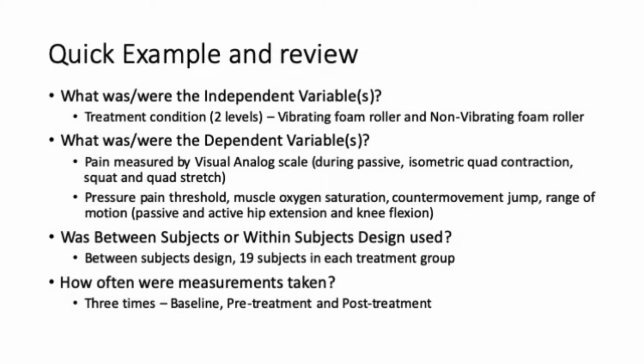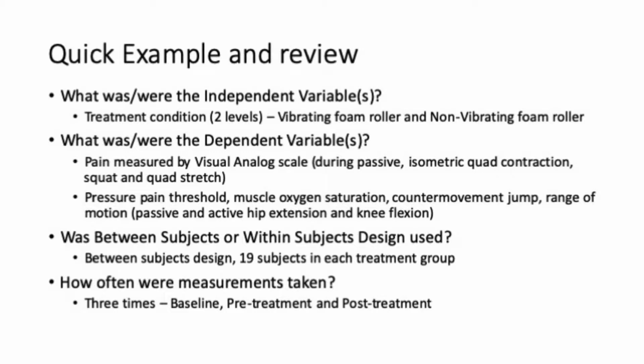Their primary measure was pain, measured by a visual analog scale during passive, nothing, during a quad contraction, during a squat, and during a quad stretch. So pain was measured 4 different times. And then they also measured what they called secondary dependent variables or secondary measures: pressure pain threshold, muscle oxygen saturation, countermovement jump, and range of motion, both passive and active hip extension and knee flexion.